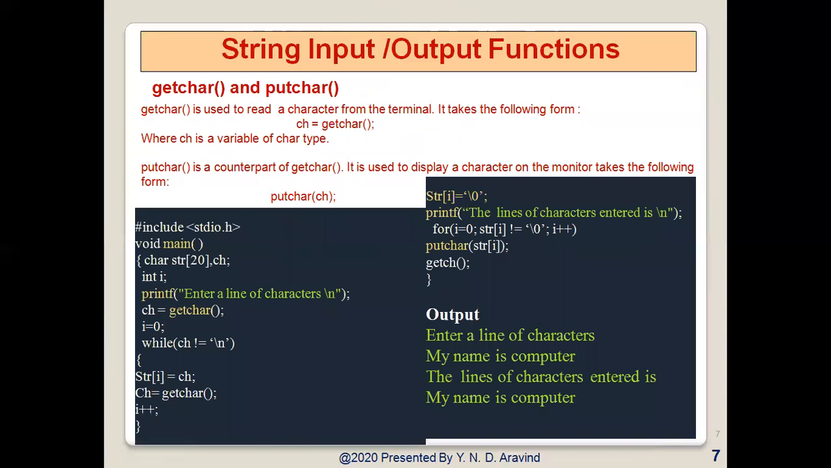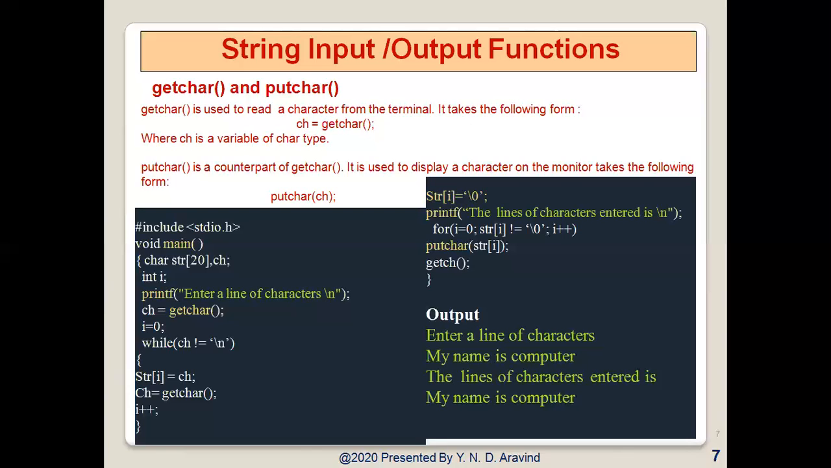Now let us see the other input output functions: getchar and putchar. getchar is used to read a character from the terminal. It is going to read a single character. In the previous case, scanf will take one word, whereas getchar will take only one character.